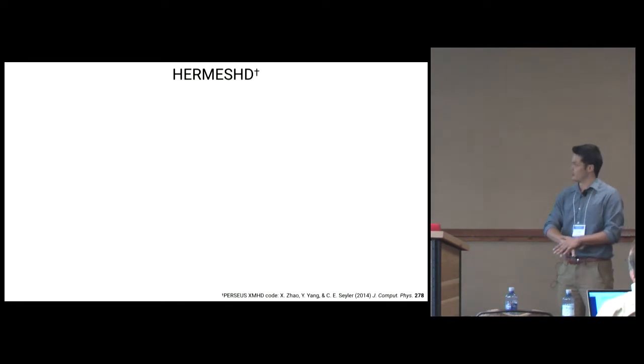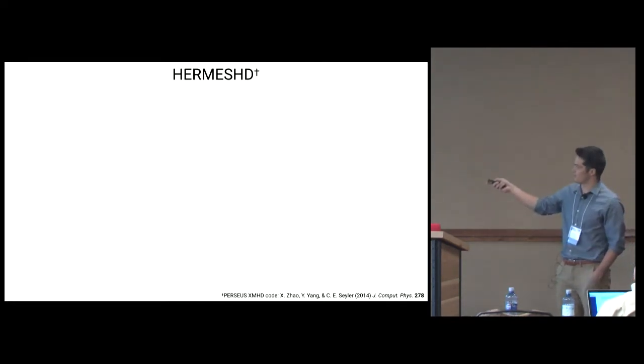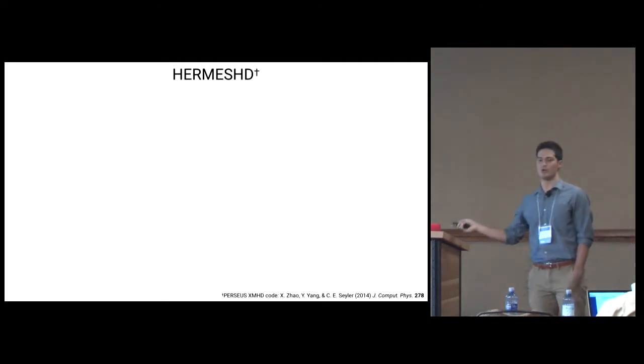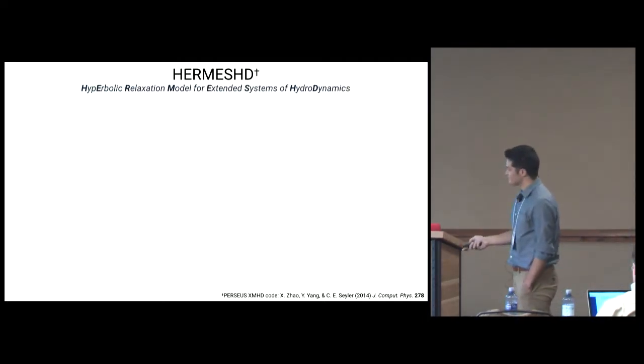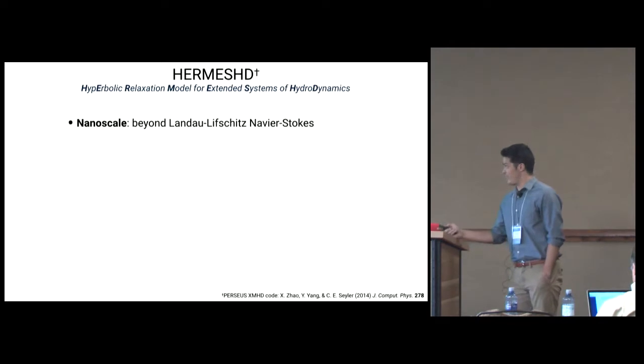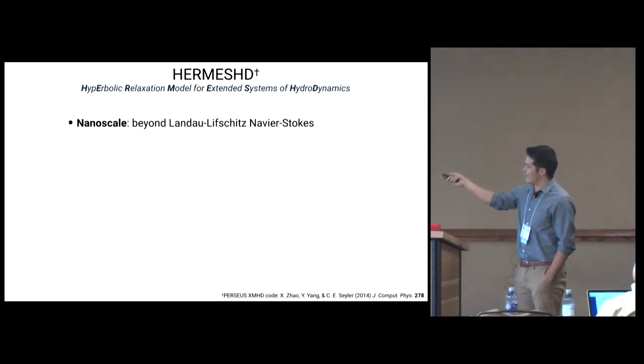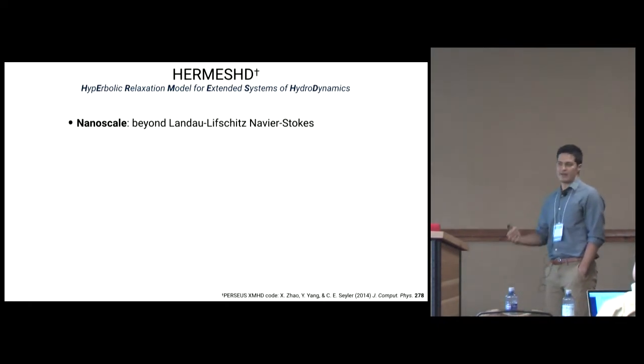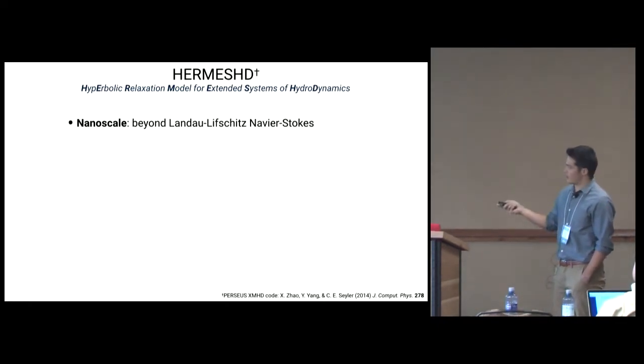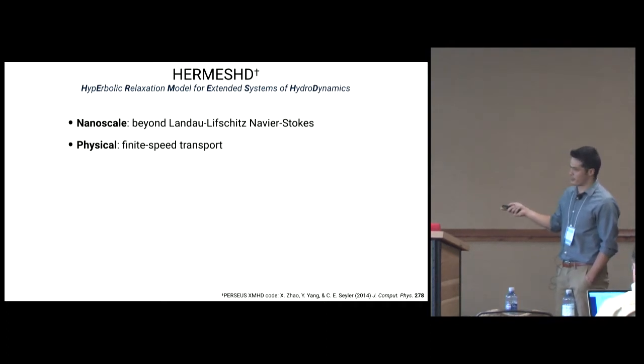the part for Blue Waters here, what came out of this can be just stated as this product called HERMESHD. So this is the code that I developed. The point being that it not only allows you to do this Landau-Lifshitz Navier-Stokes, which is Navier-Stokes with fluctuations, it goes beyond that potentially.